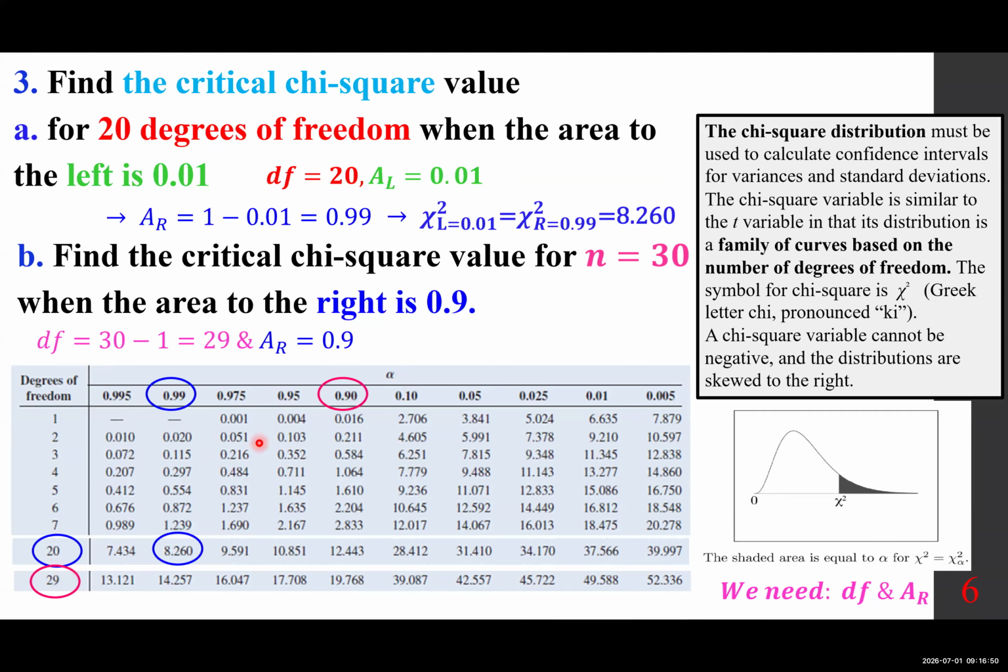When I put them together, this results in this number. So chi-squared of the right side having the area of 0.9 is the same as chi-squared of the left side having the area of 0.1, and the answer is 19.768.